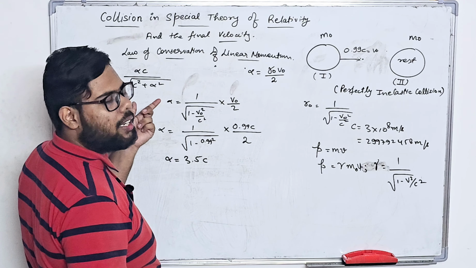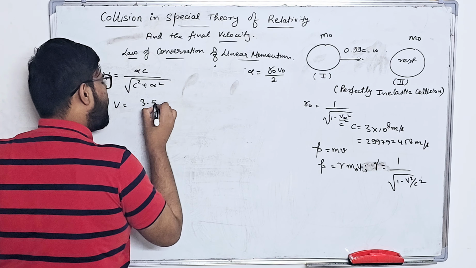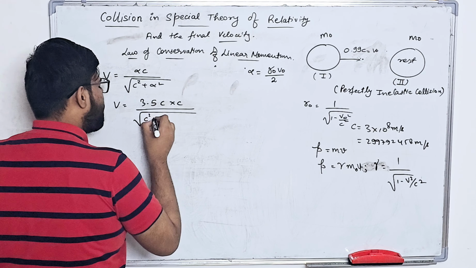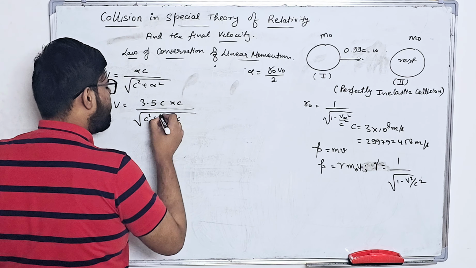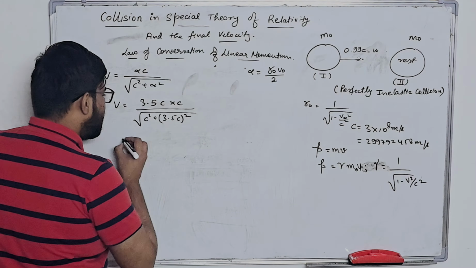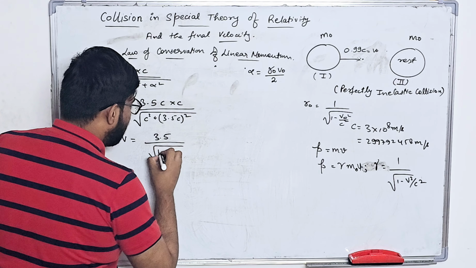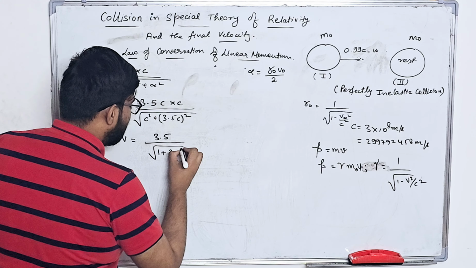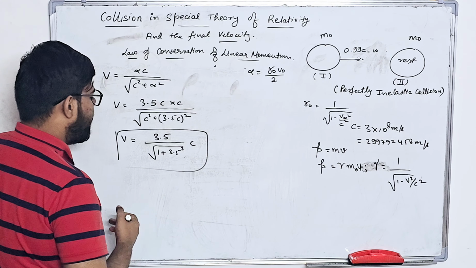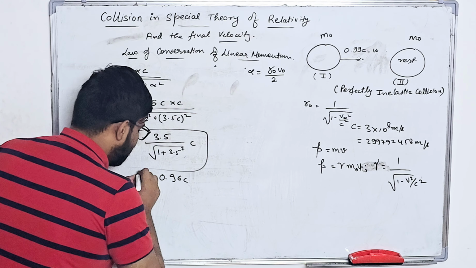Now we have to substitute over here, and let's see what we get as the final answer. So we get v is equal to 3.5 c into c divided by the quantity c square plus 3.5 c whole square, correct? Now let's evaluate this expression. So first of all, let's simplify it. We will get 3.5 divided by the quantity root 1 plus 3.5 whole square times c. Now we have to evaluate this expression. So we will get v is equal to 0.96 c.